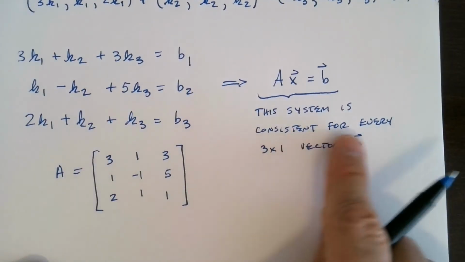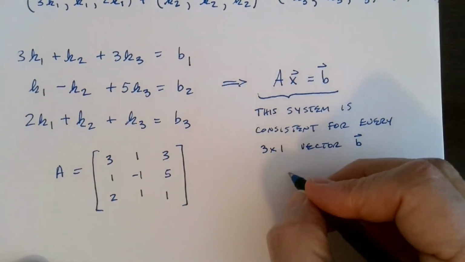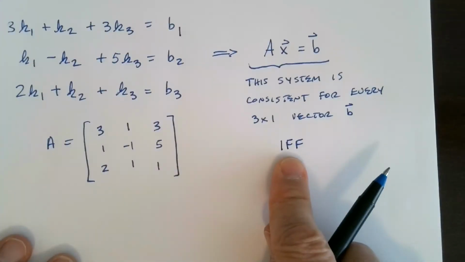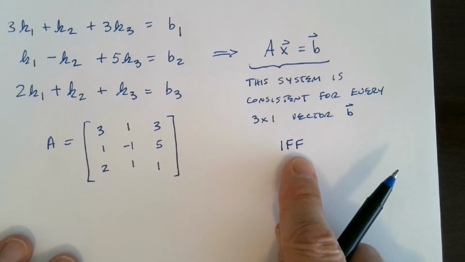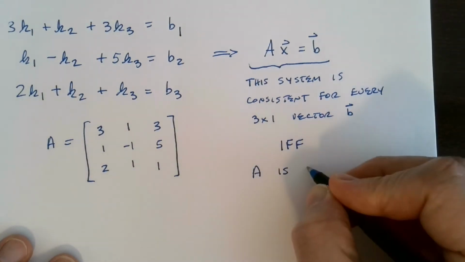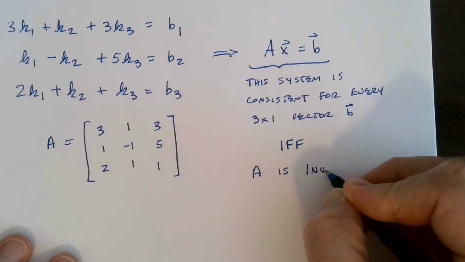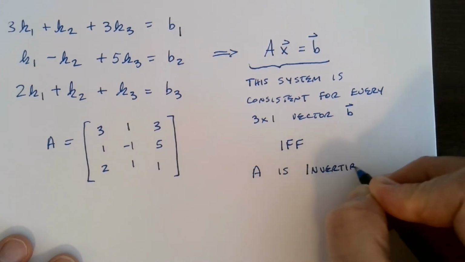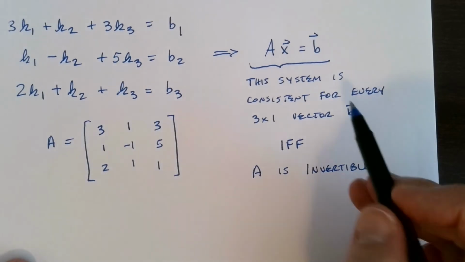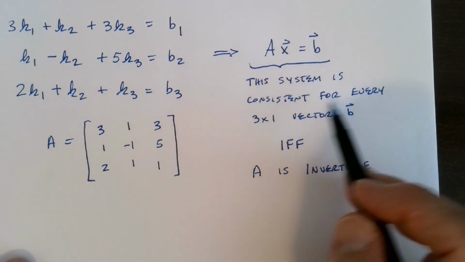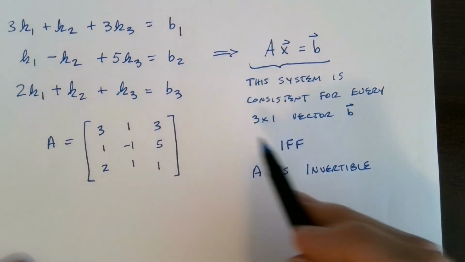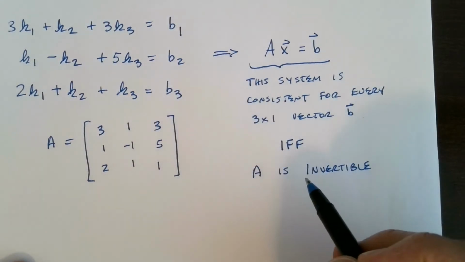Where's this language come from? This system is consistent for every 3x1 vector B if and only if, that's my abbreviation right there for if and only if, what? A is what? Invertible. Remember the list of equivalent statements, right? To A being invertible, one of the statements was the system AX equal B is consistent for every 3x1 vector B. In this case, we have a 3x3 matrix.